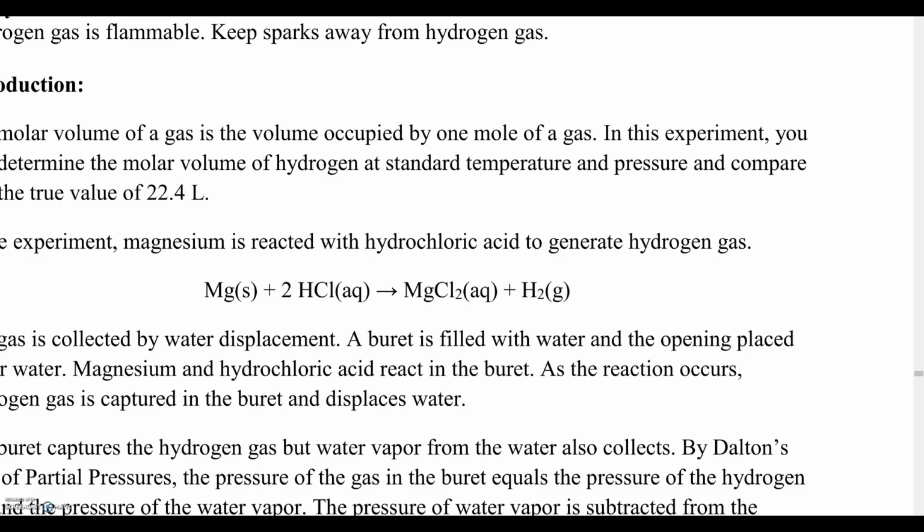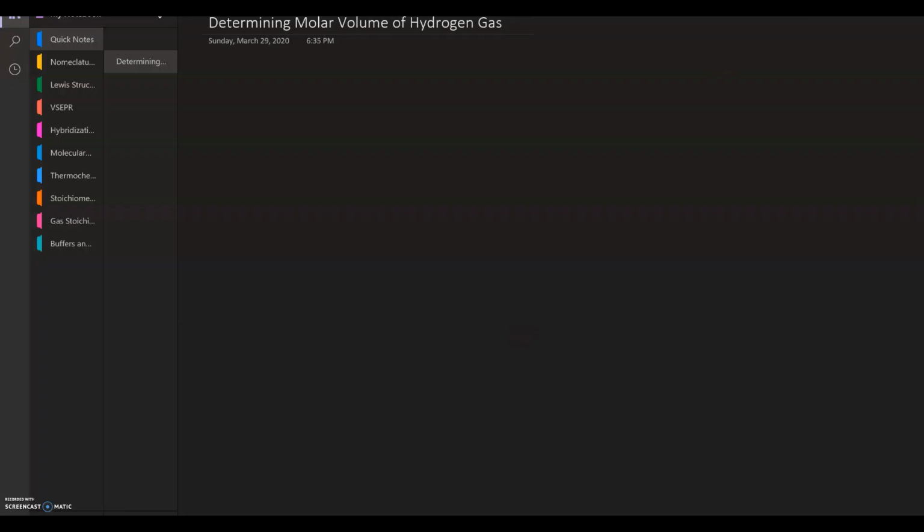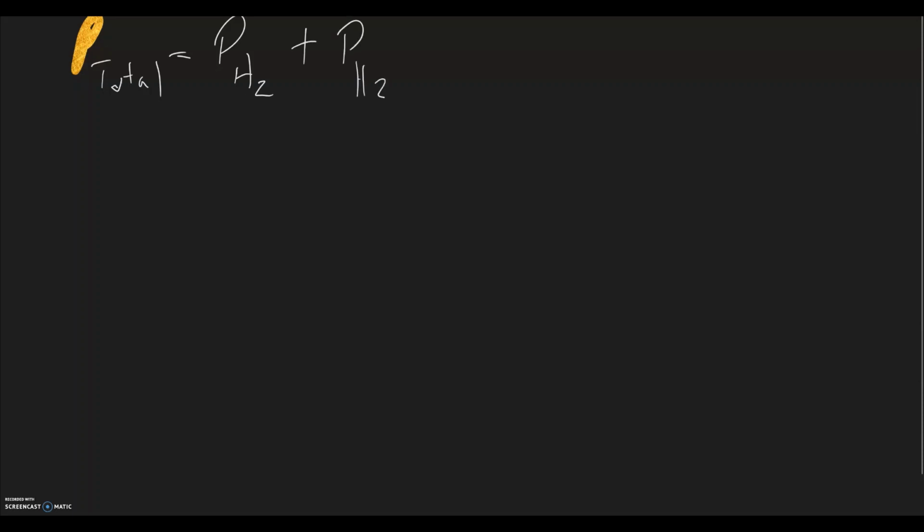Now the next part that you're going to do is we have to figure out the pressure of the hydrogen gas. And so doing that, we're going to have to use Dalton's law. Remember Dalton's law is P total is equal to the pressure of hydrogen gas plus the pressure of water vapor.